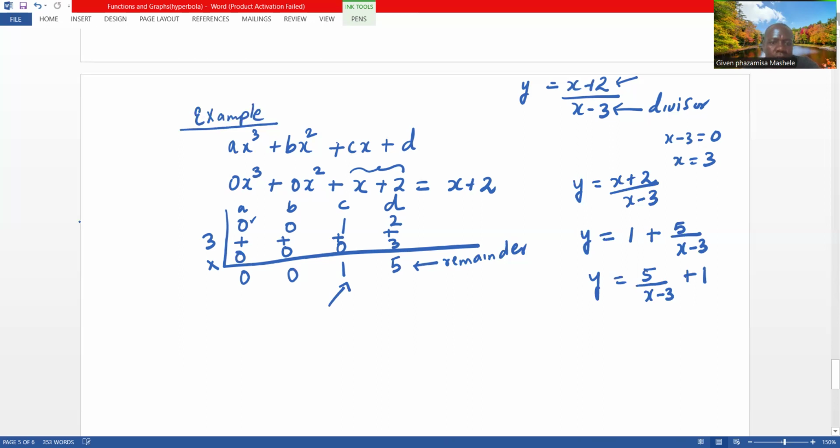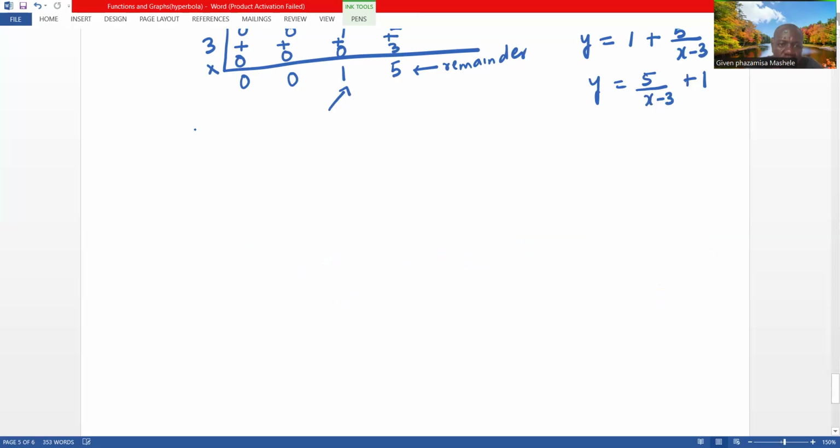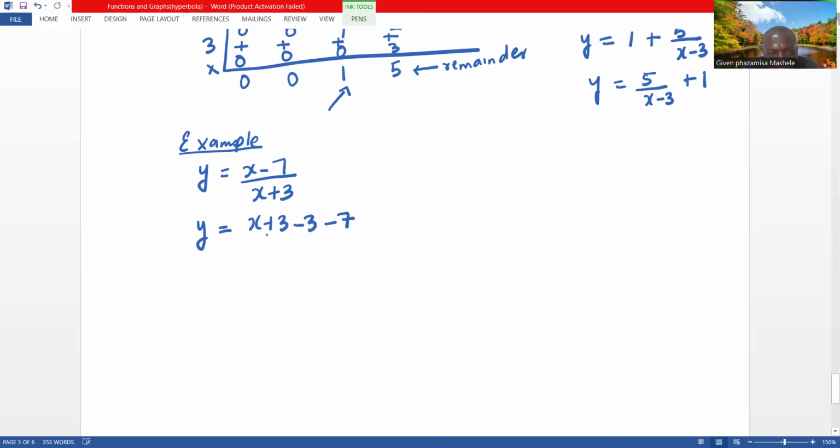Let me do another one. Let's call this example 2. With example 2, imagine we had, like what I said, x minus 7 divided by x plus 3. Right, now we can use the first method. I want the denominator to be at the numerator, so it means this will be x plus 3. But since I want it to be 0, plus 3 minus 3, then I include minus 7 divided by x plus 3, because plus 3 minus 3 is 0.